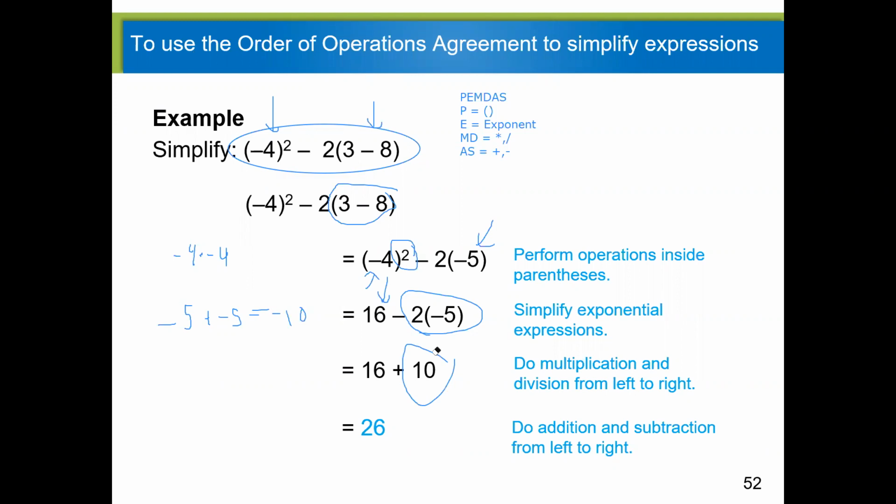Sorry about that. Let me go back here real quick. But then I also have a negative right here. So they skipped a step here, bad on them. This should have in the middle here equals 16 minus -10. Minus negative is a positive. 16 plus 10 is 26. PEMDAS is how you do that.